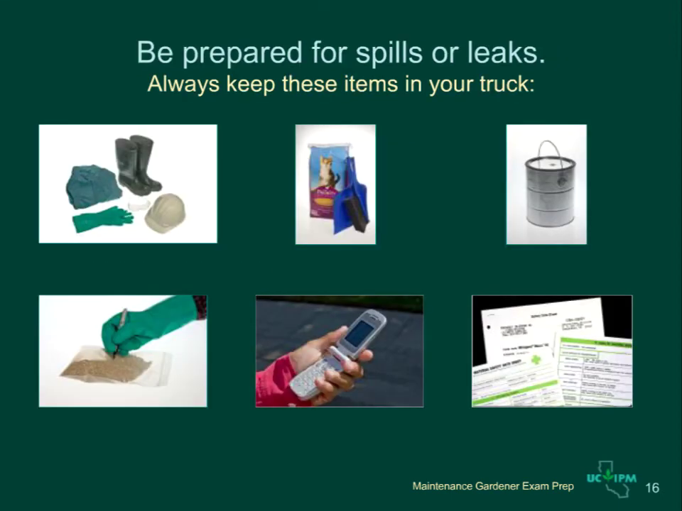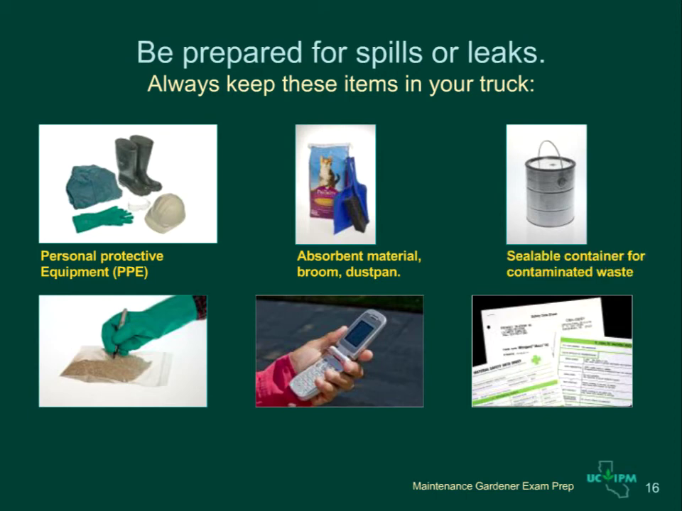Be prepared for spills or leaks. Always keep these items in your truck. Personal protective equipment to wear when cleaning up spills. Absorbent material such as kitty litter or commercial absorbent and a dustpan and broom to sweep it up. A container for putting the contaminated absorbent material in. A marker for labeling waste. Emergency numbers to call when necessary. The label and MSDS sheets for each pesticide you are carrying in your truck.